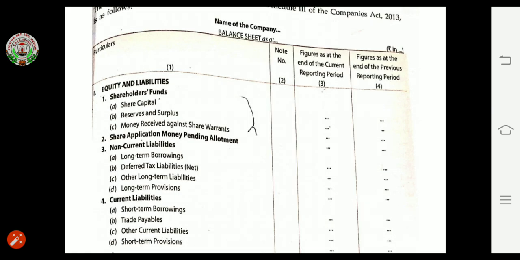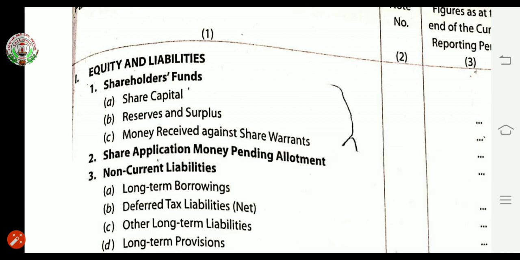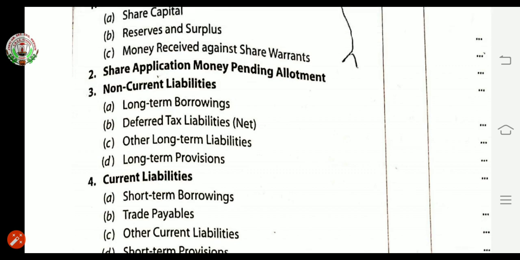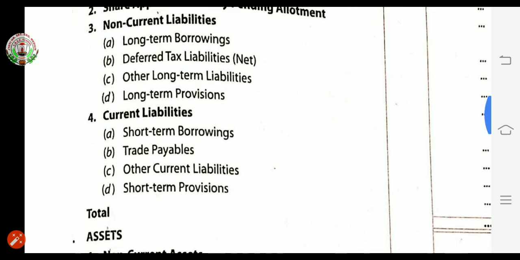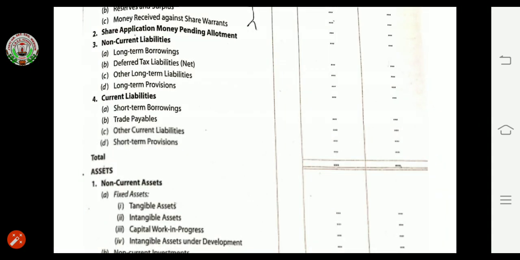Now see the format in accounting, equity and liabilities. We have 4 line items. Shareholder funds has 3 items: share capital, reserves and surplus, and money received against share warrants. Second is share application money pending allotment. Third, non-current liabilities: long-term borrowings, deferred tax liabilities, other long-term liabilities, long-term provisions. Fourth, current liabilities. After that we have the total of equity and liabilities.